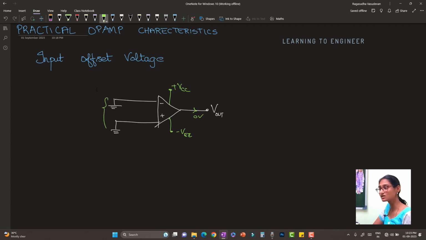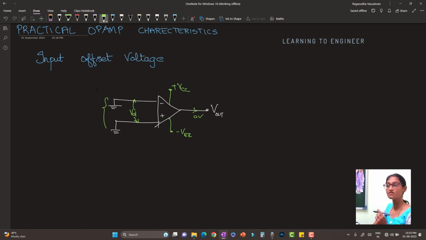But in practice, due to the internal circuitry of this op-amp, there will be a very small difference voltage between the plus and the minus terminals, and this is called the input offset voltage of an op-amp. This is a constant voltage which can be found in the data sheets of the device. Whichever model of op-amp you are choosing, you need to browse the manufacturer's website and download its data sheet to find out the input offset voltage of that particular op-amp.